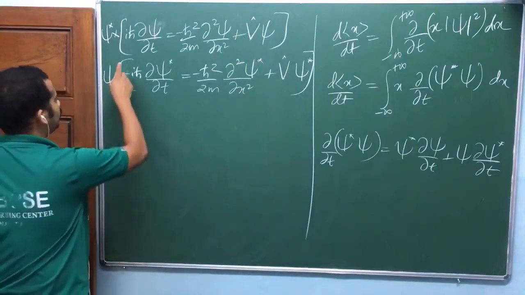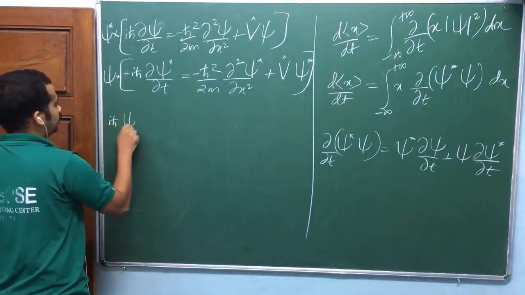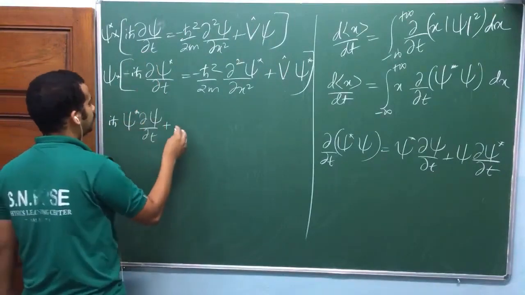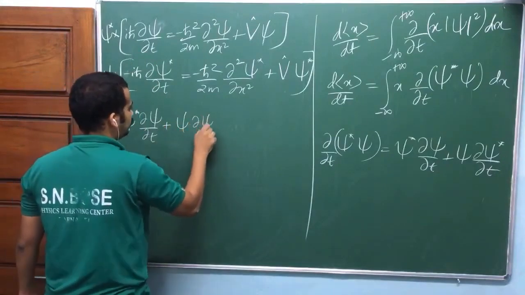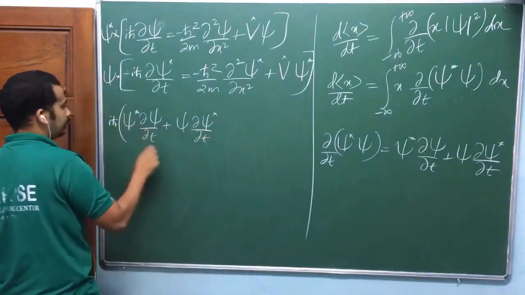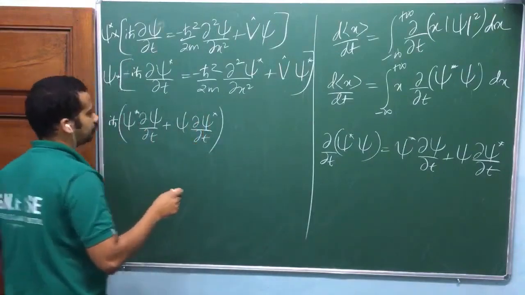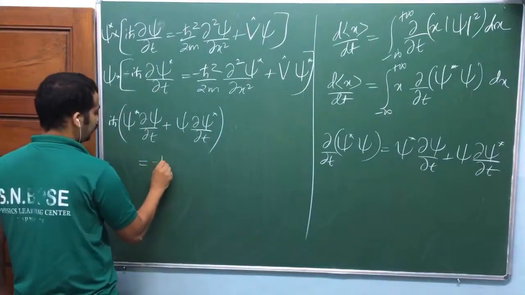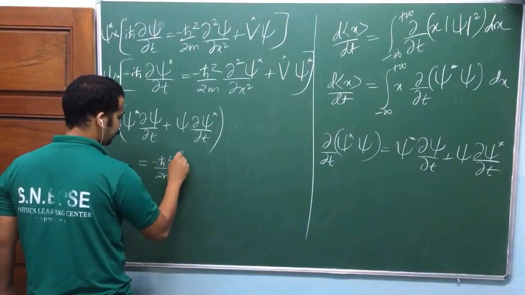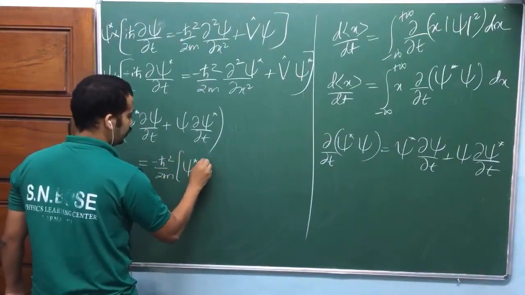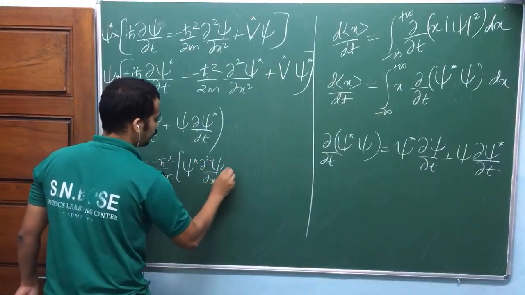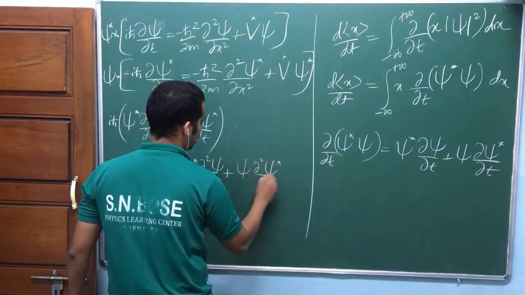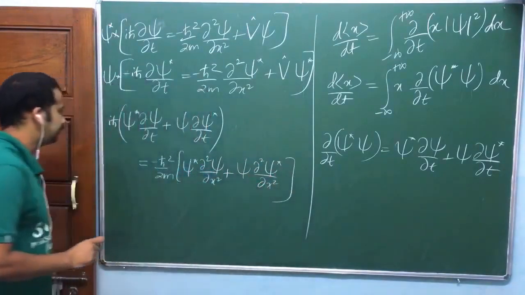Can you imagine? So this will be iħ ψ* ∂ψ/∂t plus, subtracting, okay, ψ ∂ψ*/∂t, so that is equal to minus ħ² by 2m, okay, ψ* ∂²ψ/∂x² plus ψ ∂²ψ*/∂x². So tell me if I am wrong anywhere, okay.